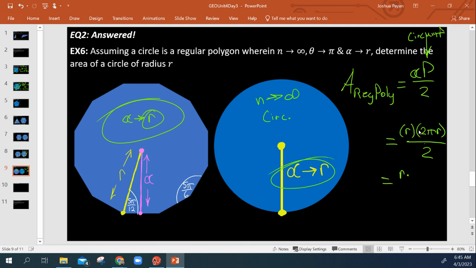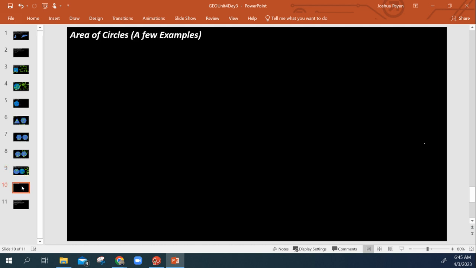We rearrange some things. We see that we have r times 2 pi. The 2's will cancel. r times r is r squared. And there you have it. We have pi r squared, the area of a circle. Okay, so let's look at a few examples.